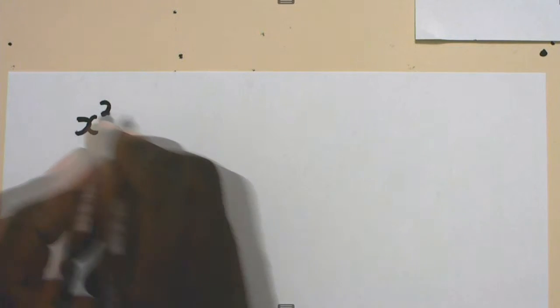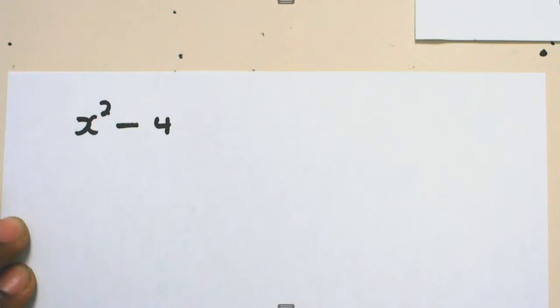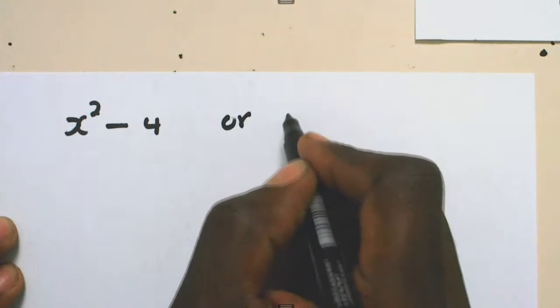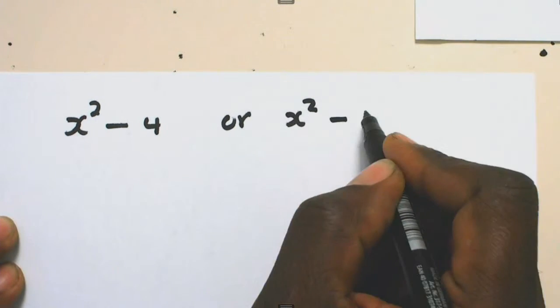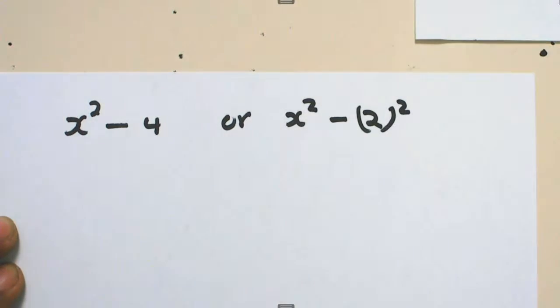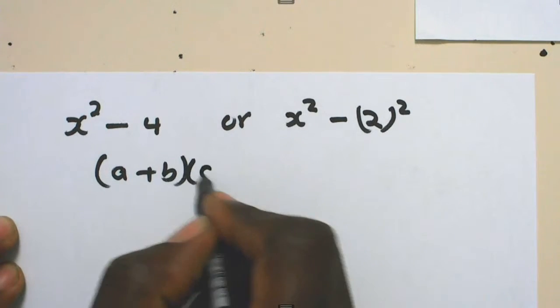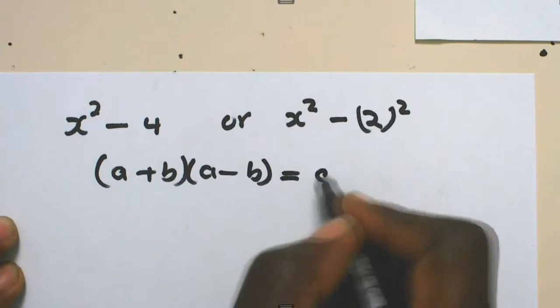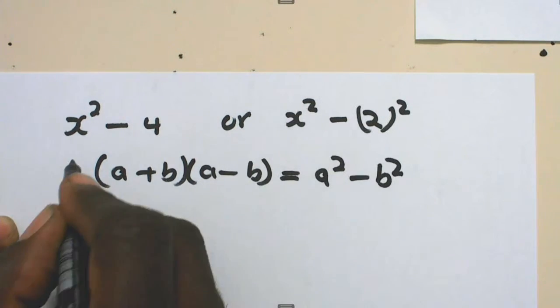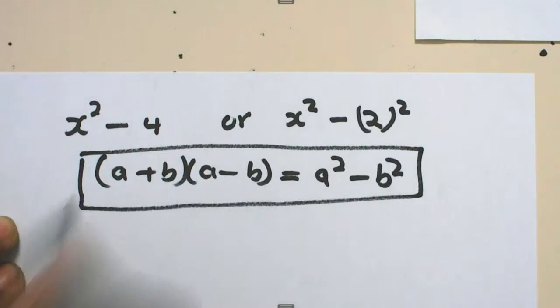Let's take another example. Now, I said to you, we're going higher and higher, taking level 3 and level 2 questions. x squared minus 4. This is the same as x squared minus 2 all squared. Remember, we have this a plus b into a minus b, which is going to result to a squared minus b squared, which is our procedure.